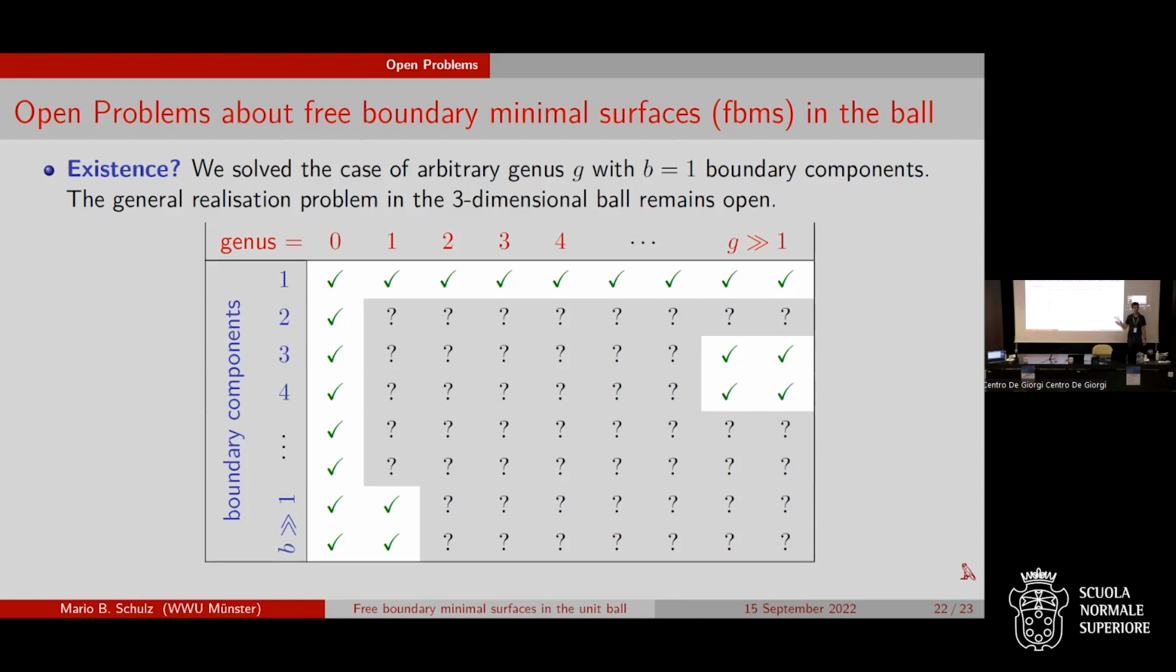But all the other situations are still open. So the existence, the realization problem is wide open if you look at this table. Especially for this low topological complexity regime, it is a very difficult problem to actually construct them. By now, numerically, I can give you simulations for almost all of these question marks, but to develop methods to prove the existence is a completely different question. And this is wide open.